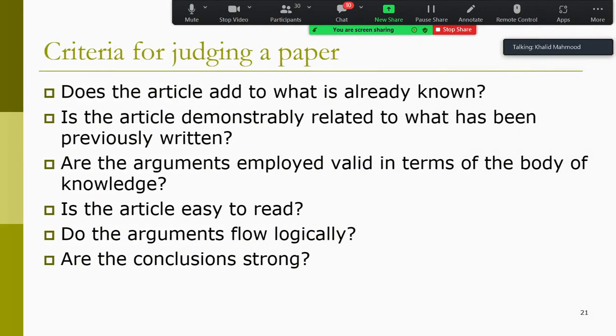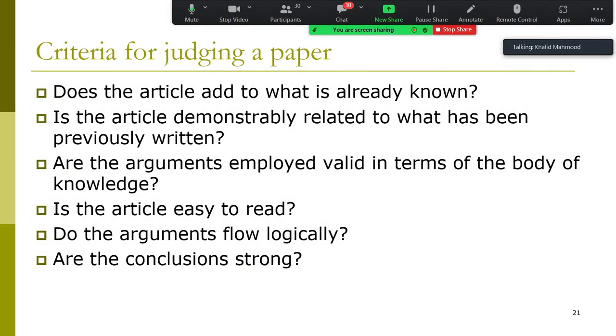Normally the criteria for judging a paper are these. Does the article add to what is already known? Your research is always an addition to the existing knowledge. Is the article demonstrably related to what has been previously written? Are the arguments employed valid in terms of the body of knowledge? Is the article easy to read? One must learn academic writing before writing an article. Do the arguments flow logically? Are the conclusions strong? Normally all these points should be kept in mind in writing an article.